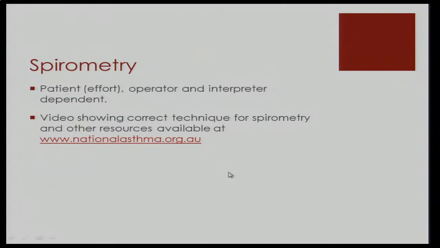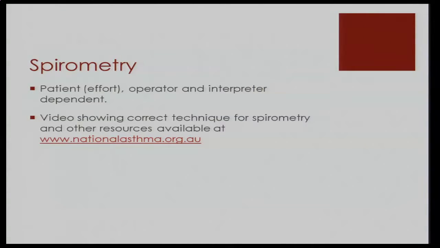So I know I'm labouring the point about diagnosis of asthma, but I think it's really important. So spirometry, can I just get a show of hands as to how many people do spirometry in their own rooms? Yeah, so a significant proportion of the audience here, so you should all be experts at this. And as you know, it's a patient-dependent test, a patient effort-dependent test.